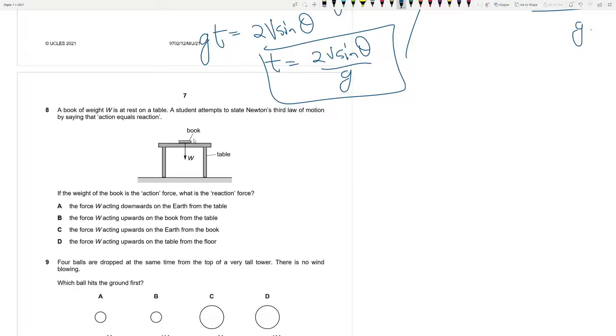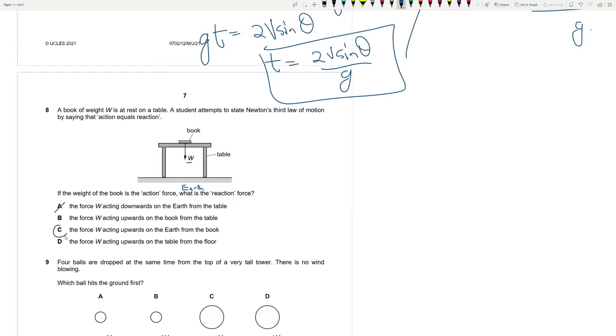So the weight of the book, why is this actually occurring? The weight is a gravitational force. The earth is actually pulling the book. So its pair force must be, right? Since the earth is pulling the book, the book must also be pulling the earth. And it must act in opposite directions, so it can't be downwards. It will be upwards. Since this W is acting downwards on the book from the earth, the reaction force must be acting upwards on the earth from the book.